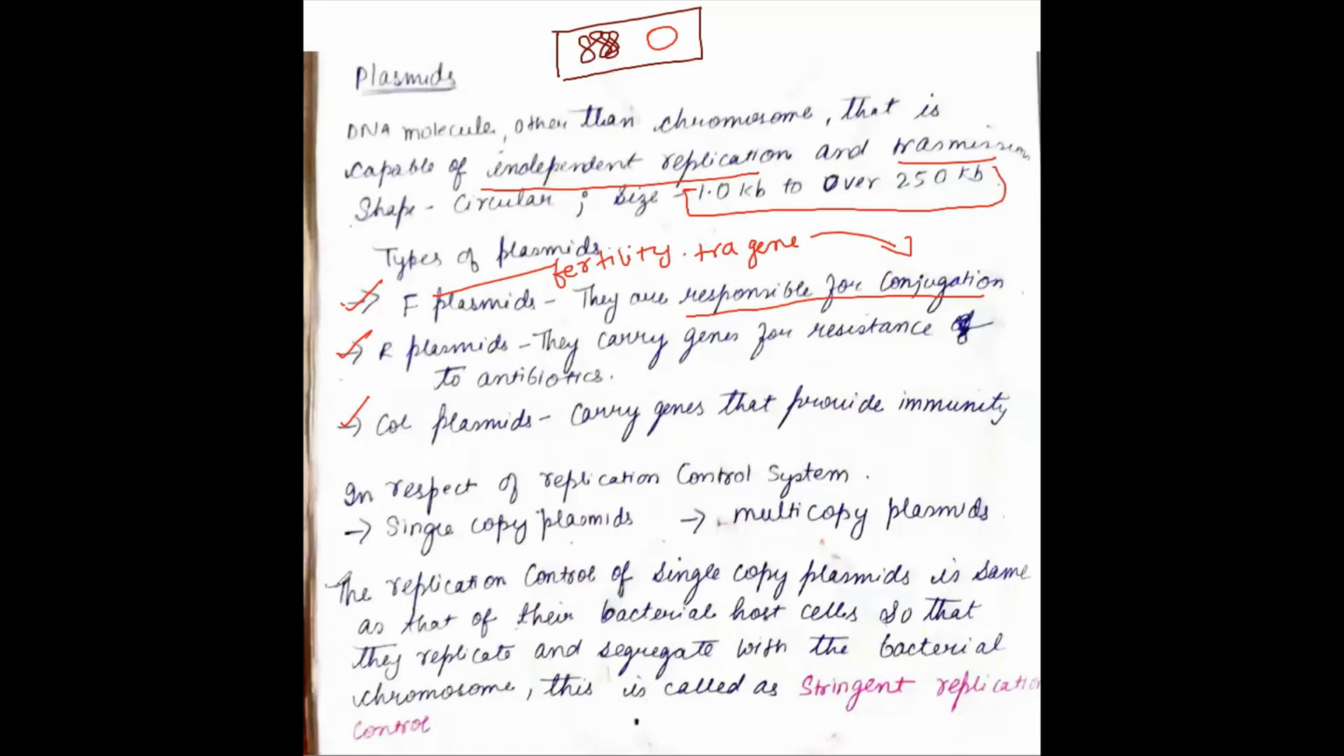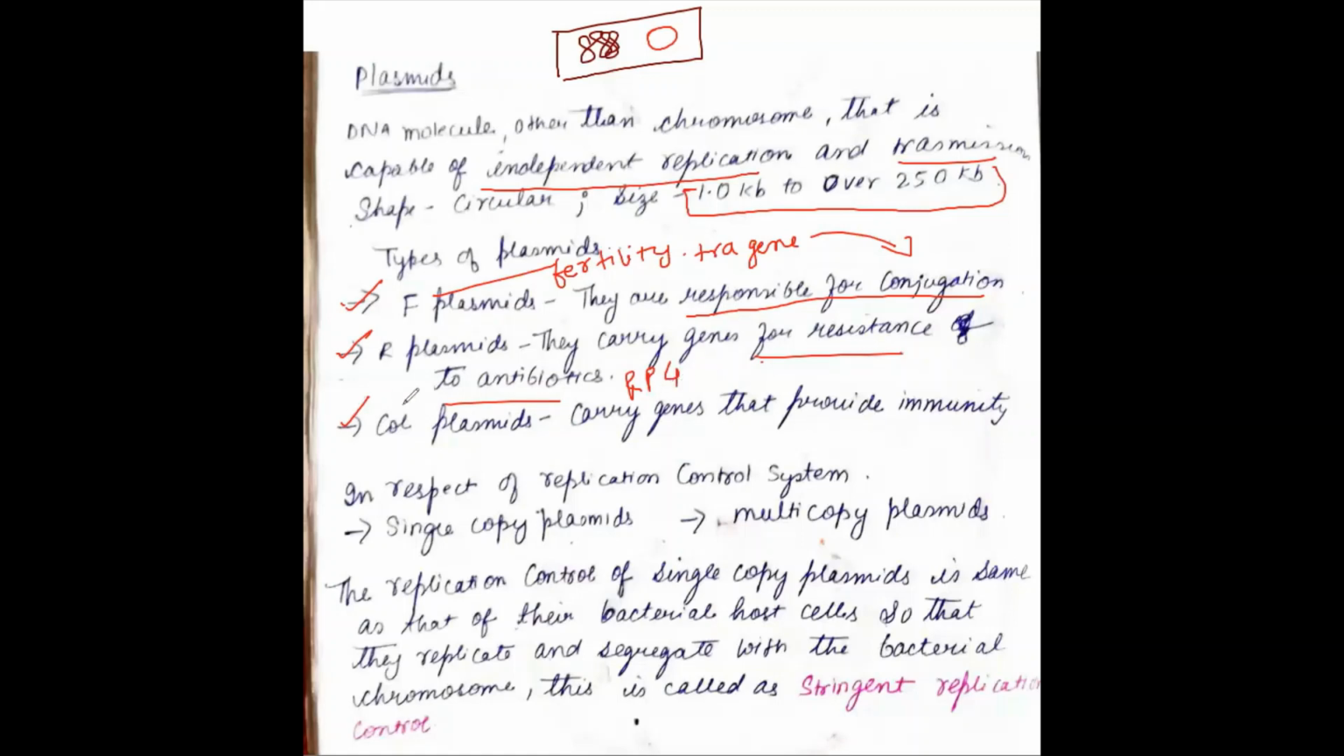Now the R plasmid. What is this R plasmid? They carry the genes for resistance to antibiotics. R plasmids are very important in human health, as they can make a bacterial cell resistant to specific antibiotics. Some of them also carry antibiotic resistance markers, and this is very important for gene cloning experiments. One example of an R plasmid is RP4, which is from a Pseudomonas species.